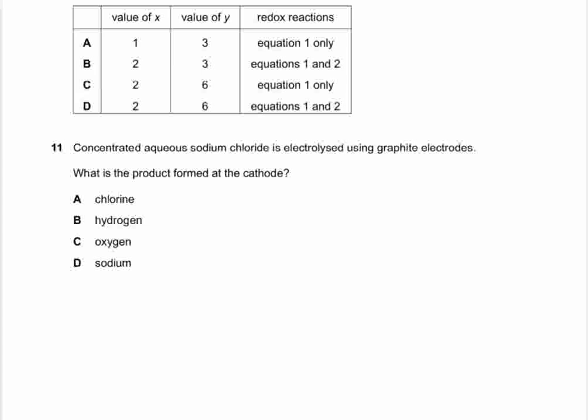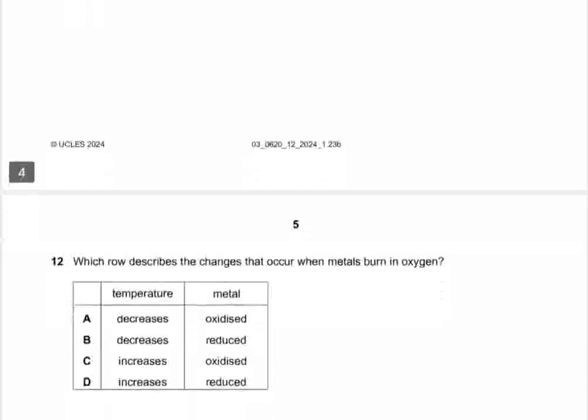So we need to determine the product at the cathode, and the probable candidates here are the hydrogen ion and the sodium ion. Hydrogen has more ability to be discharged from the solution, so we get hydrogen gas at the cathode. So option B is the correct one.